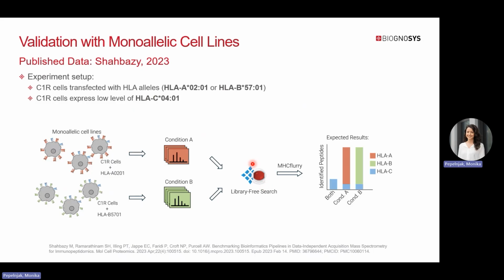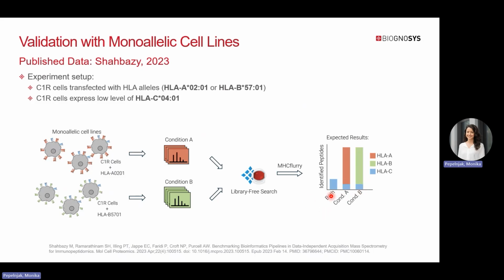So we used MHCflurry to predict which alleles the peptides would bind to. And in such an analysis, you would expect that in condition A, you would only observe peptides that bind to allele A or allele C. In condition B, only peptides that bind to allele B or C.